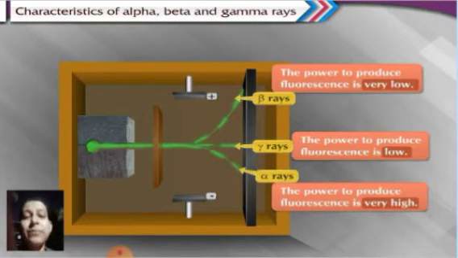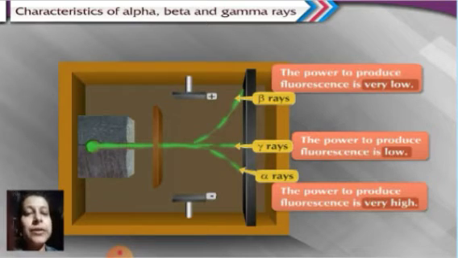So these are some of the characteristic properties of the alpha, beta and gamma rays. We have learnt now what their nature is, how much the mass is, how much the velocity is, deviation in the electric field, penetrating power, ionization power, and power to produce fluorescence. So this is regarding the characteristics of the three radiations.